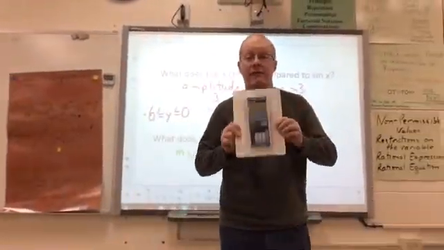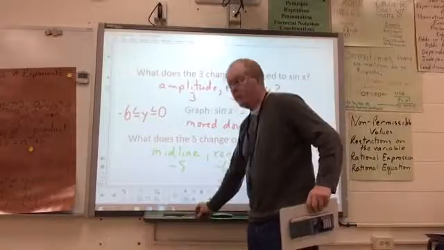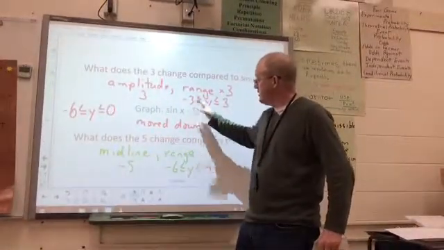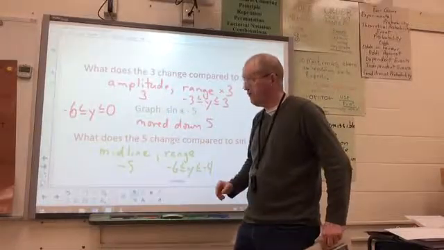And once again, everything's on the graphing calculator, but you have to play with your windows. So look at that. This one, the minus 5 means everything moves down 5. Okay?